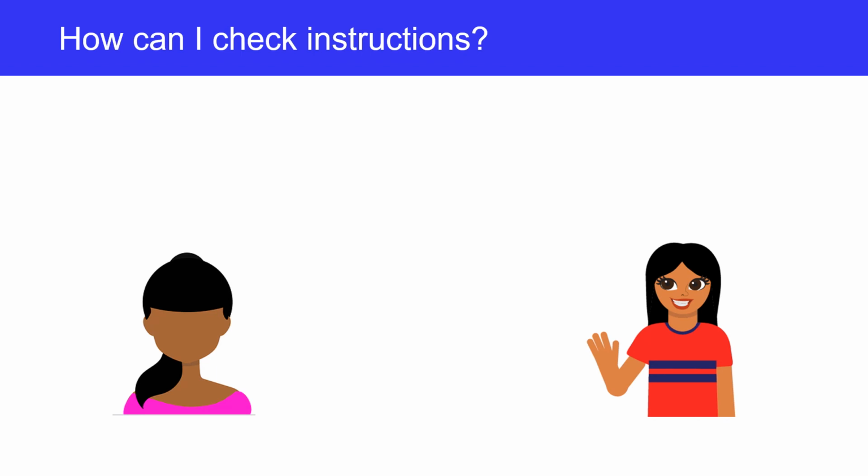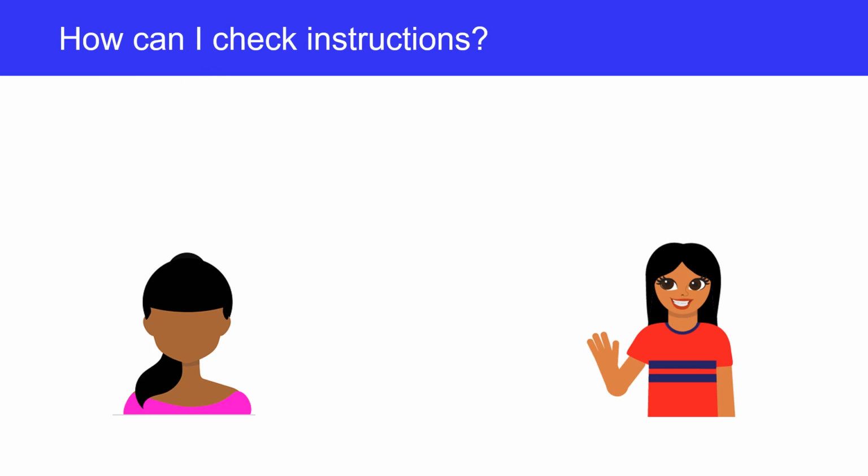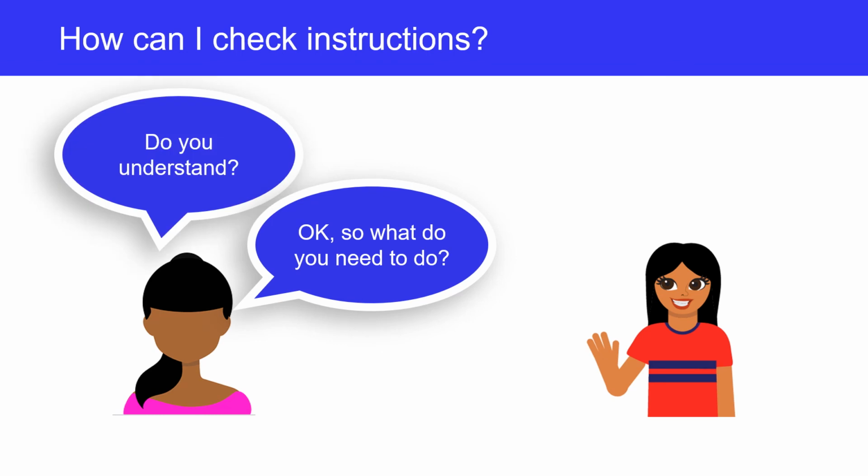Asking, do you understand, is not helpful because learners might say yes for the reasons we've just seen. Asking learners to explain what to do may be difficult if the learner does not have the language proficiency to explain the task. This does not necessarily mean they haven't understood, but that they can't explain it back to you. Therefore, it's best not to ask, do you understand, or what do you need to do?